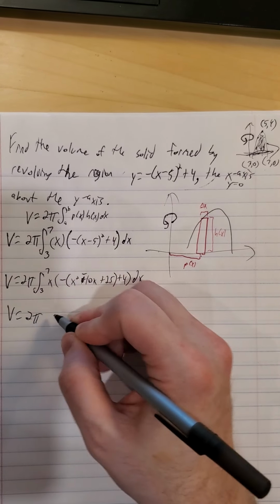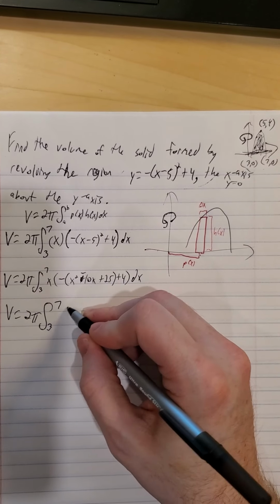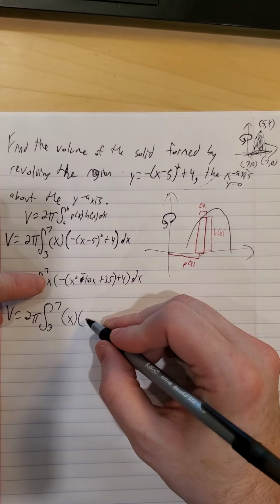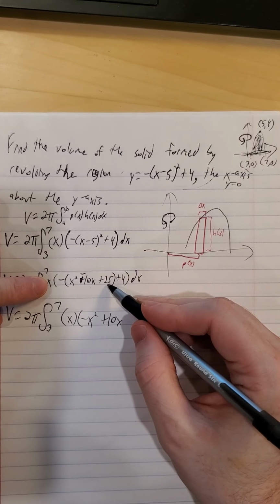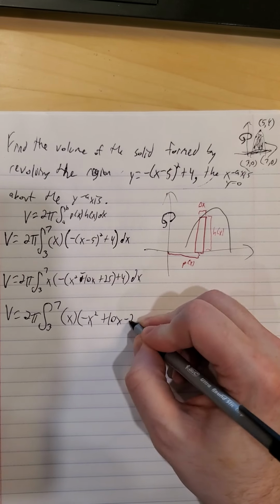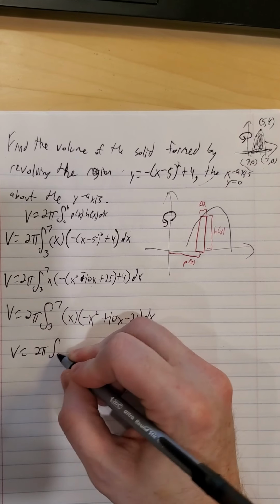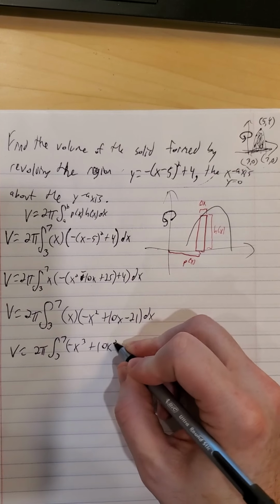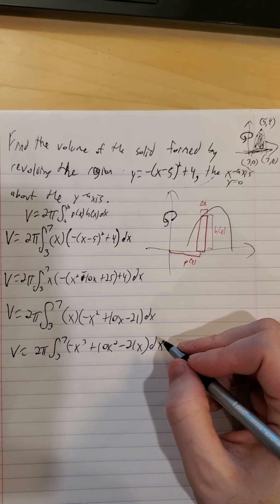So our volume, 2 pi, integral from 3 to 7. I'm going to go ahead and hang on to this x for a second. So opposite of x squared plus 10x, and then we have minus 25 and plus 4. So minus 21, times dx. So our volume, 2 pi integral from 3 to 7 of minus x cubed plus 10x squared minus 21x. Close it up and multiply by dx.